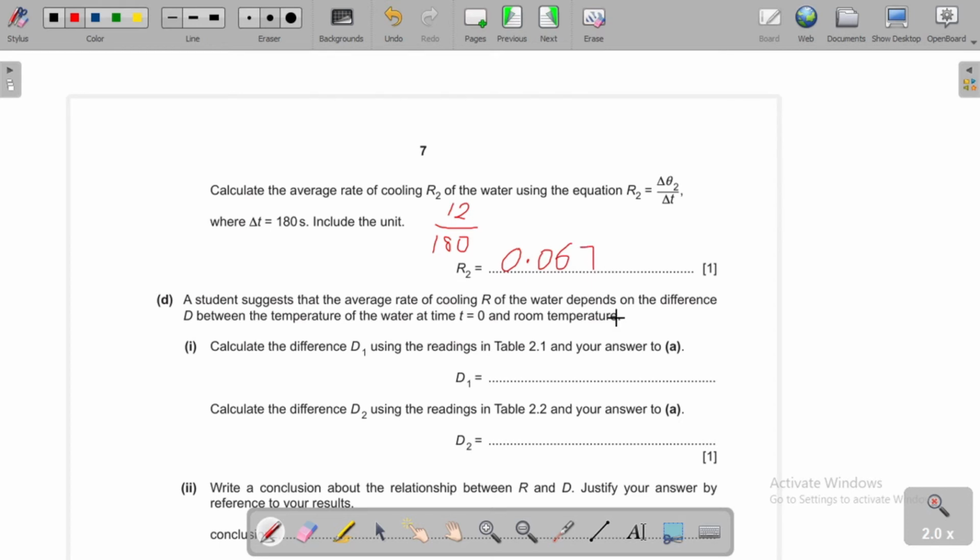0.067. I need to include my units. Degrees Celsius per second.